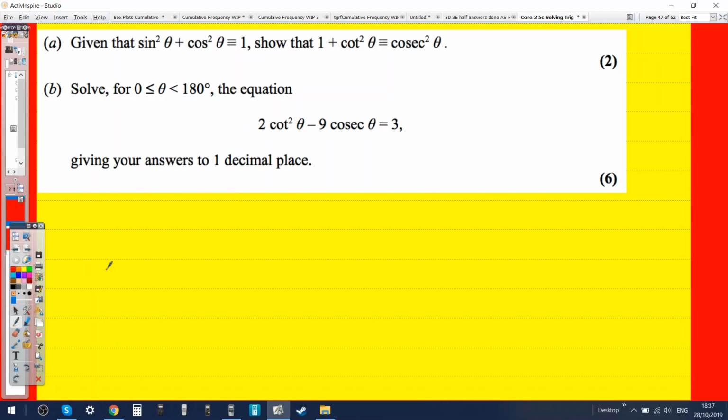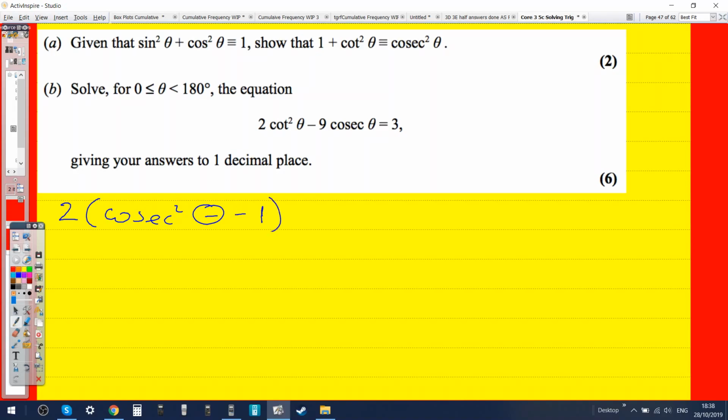First, to prove that thing. Given that sine squared theta plus cos squared theta equals 1. Actually, let's do B first, and then we'll do A second. And you can obviously use A to do B. So 2 cot squared theta minus 9 cosec theta equals 3. Plus cos squared theta equals cosec theta. So 2 cosec squared theta minus 1, minus 9 cosec theta minus 3 equals 0.